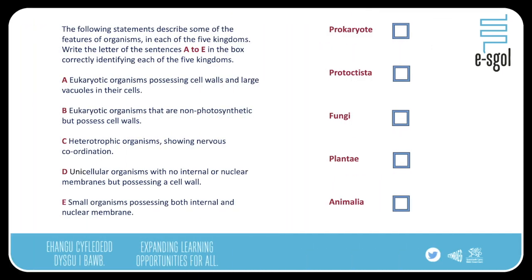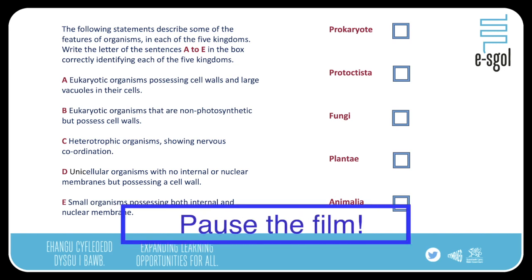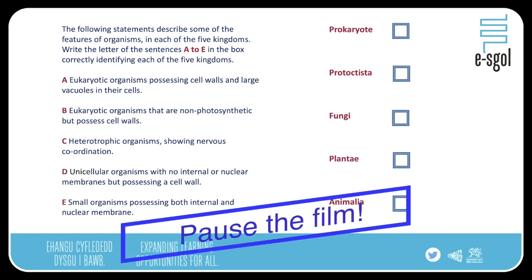The following statements describe some of the features of organisms in each of the 5 kingdoms. Write the letter of the sentences A to E in the box correctly identifying each of the 5 kingdoms. Read each statement carefully before you answer. Pause the film when you have read the question and write down your answers.